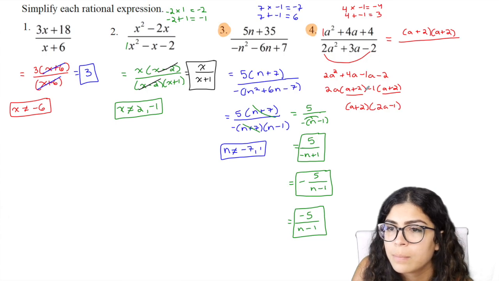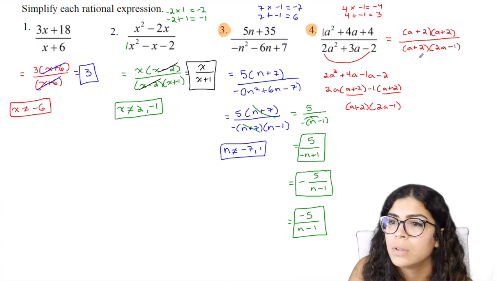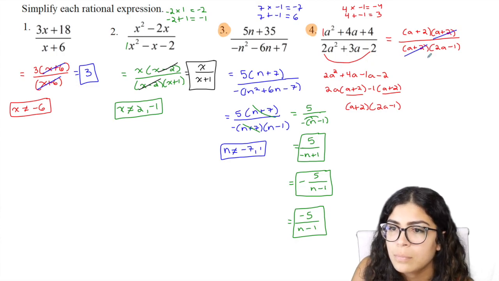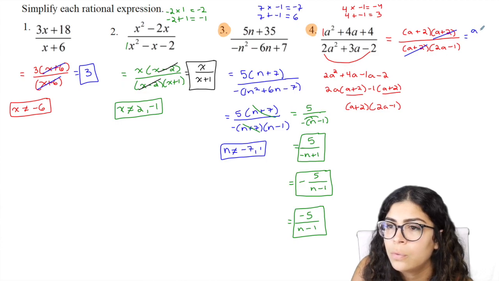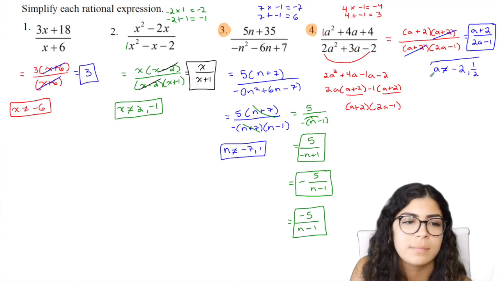Let's write it over here. And then we can cancel out a plus 2 and a plus 2. So our final result is a plus 2 over 2a minus 1. Before I forget, let's write our excluded values because I didn't do it before I canceled these out. But you could see here, a cannot be negative 2 and a cannot be 1/2. Alrighty.